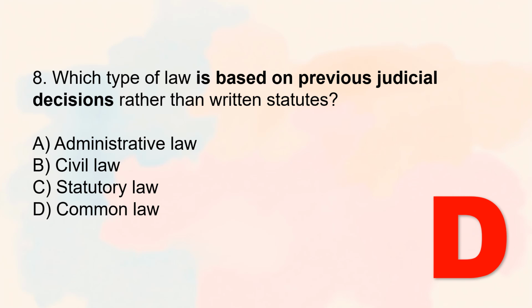The best answer is letter D. Common law. Common law is developed through judicial precedents rather than written statutes. And now let's discuss the other choices. Letter A, administrative law. It deals with regulations set by government agencies. Civil law. This relies on codified statutes and legal codes. Statutory law. This is enacted by legislatures. So the best answer is letter D, common law.